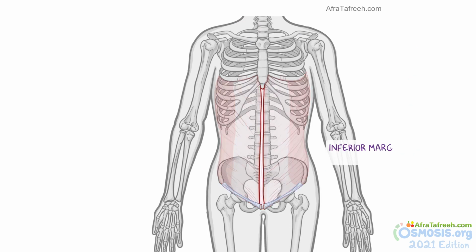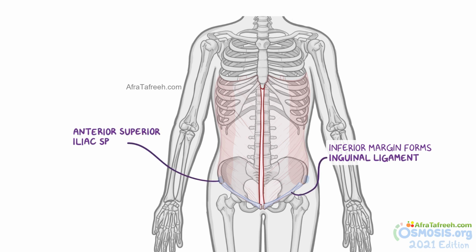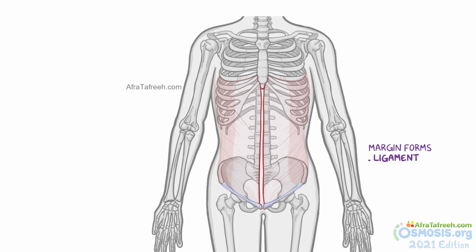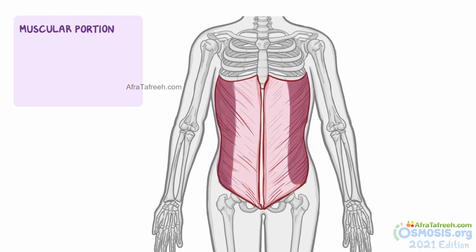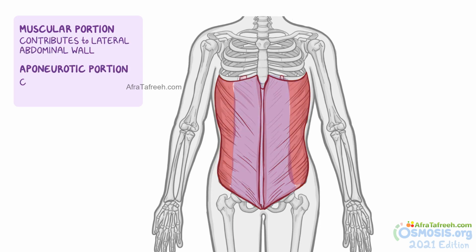The inferior margin of the aponeurotic portion also forms the inguinal ligament, connecting the anterior superior iliac spine to the pubic tubercle. The muscular portion of the external oblique contributes primarily to the lateral abdominal wall, and the anterior aponeurotic portion contributes to the anterior abdominal wall.